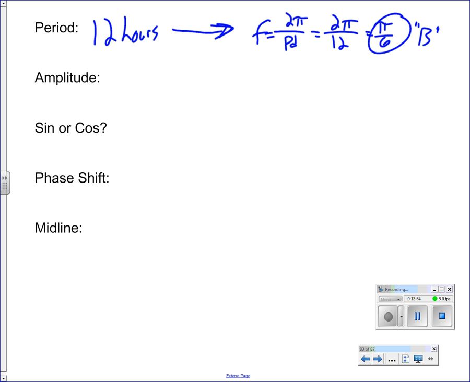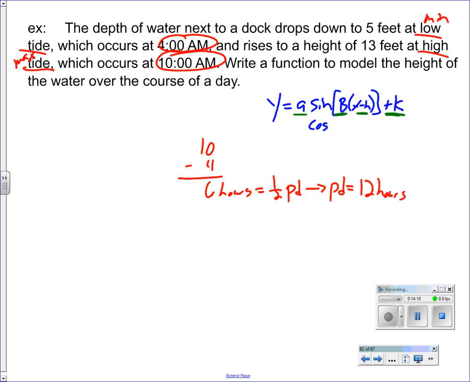So next thing we'll look for is amplitude. Remember, for amplitude, we're using a formula that involves the same pieces as the formula for the midline. It's going to be max minus min over 2 for amplitude, half the difference. For midline it's half the sum, max plus min over 2. So now we need to go through and see if we can find numbers that tell us our maximum and minimum. Here we have 13 feet at high tide, 5 feet at low tide. So that one should jump out at you. You have your maximum and your minimum right there.